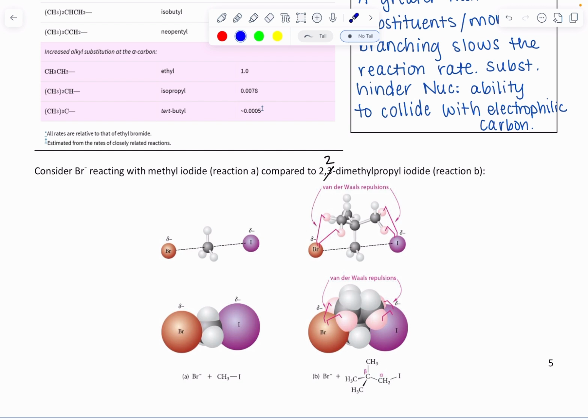So there are van der Waals repulsions because where the bromine needs to come in to bond to this carbon that's bonded to iodine, it's repelled by the other atoms, those branching atoms. If you look at the space-filling model, you can see there's a lot less room for that bromine to come in, and the iodine still has to leave. So again, that just slows down the reaction. We can call this steric hindrance. We've used that word before when we talked about conformational isomers.